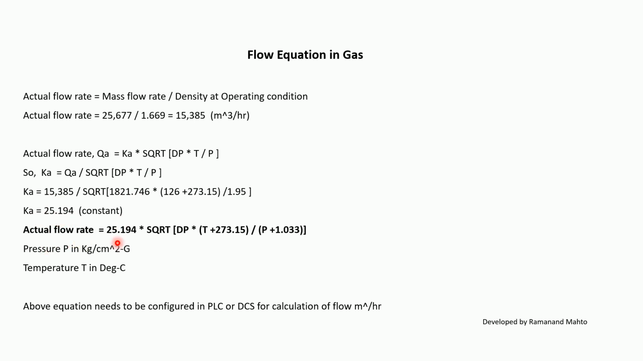So actual flow rate is equal to 25.194 into square root of dP into T plus 273.15 upon P plus 1.033. Again P is in kg per cm square gauge, T is in degree Celsius. So this equation is to be configured in PLC or DCS for calculation of flow in meter cube per hour.